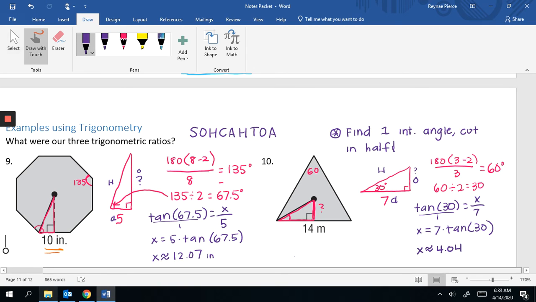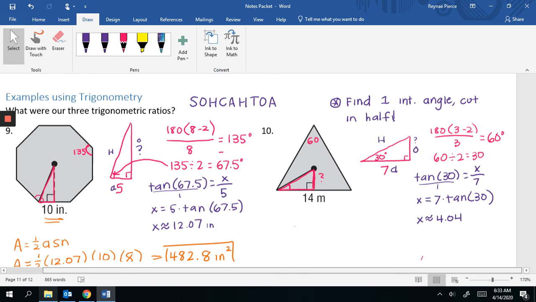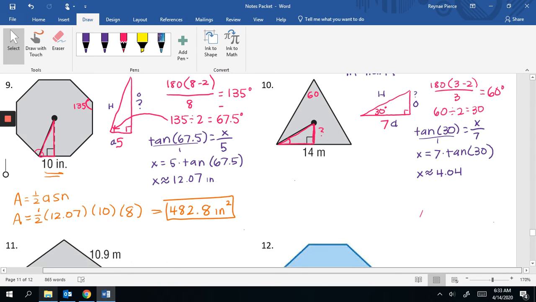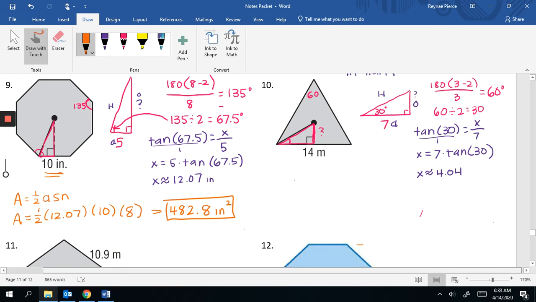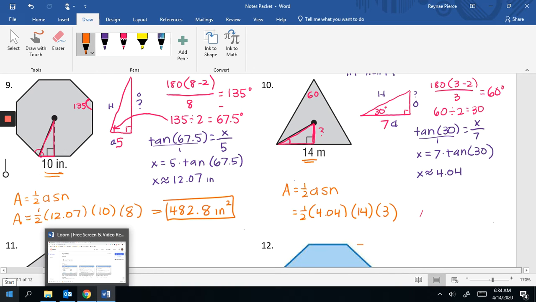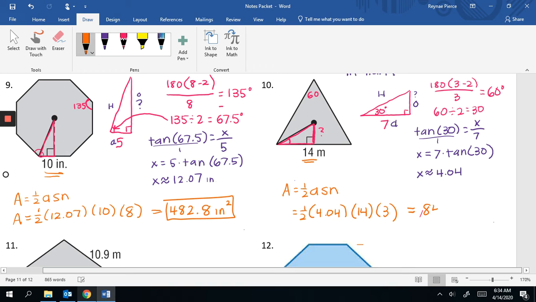Okay, once we have that apothem, then we can go back and find the area of this equilateral triangle, a little bit differently than what we've found areas of triangles in the past. Our apothem is what we found. Side length is what we were given here. And then the number of sides is 3. So this area is about 84.84 square meters.